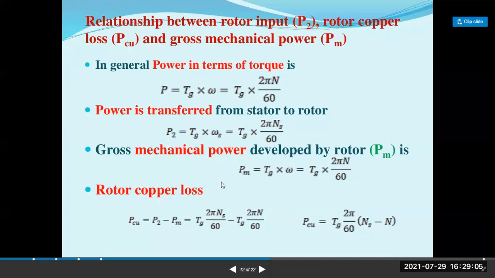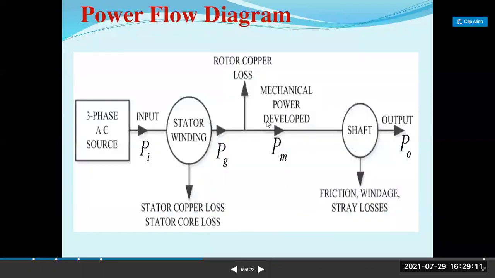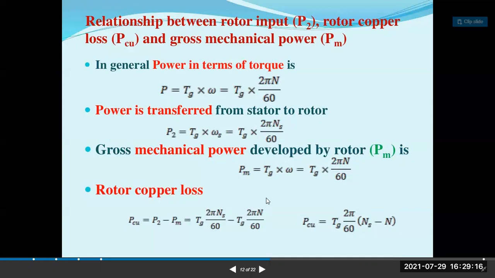Now the gross mechanical power developed, what will be the gross power? Gross power is this one, the mechanical power developed. What will be the value of mechanical power? That will also be given as TG into omega, that is TG into 2 pi N upon 60. That is what is given as power equal to torque into speed.